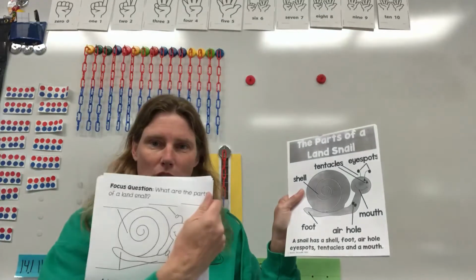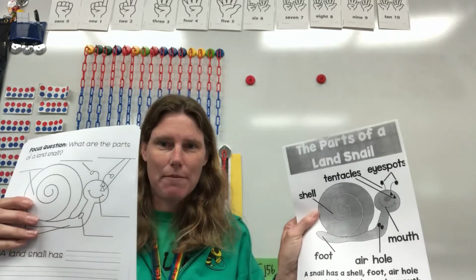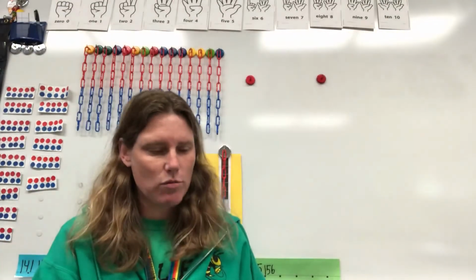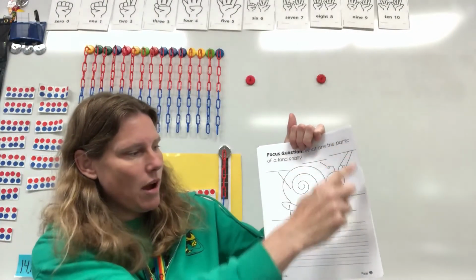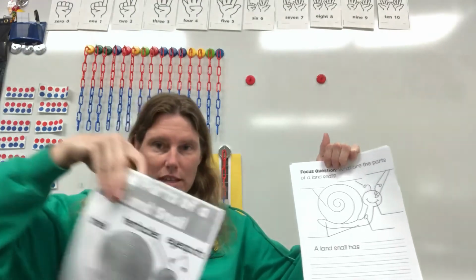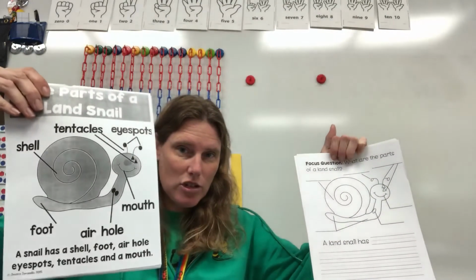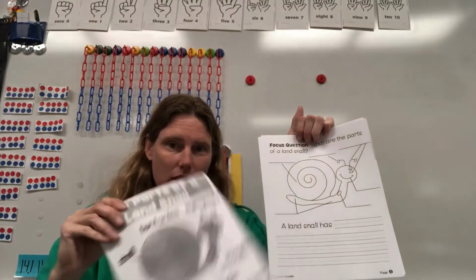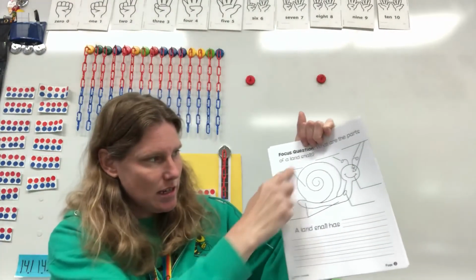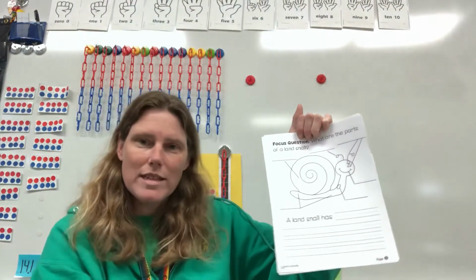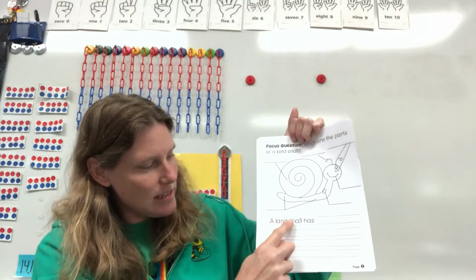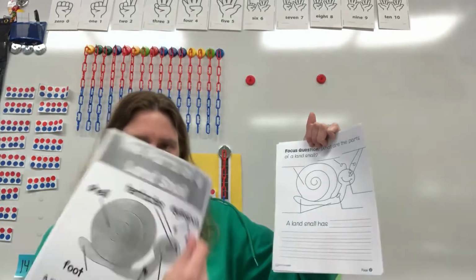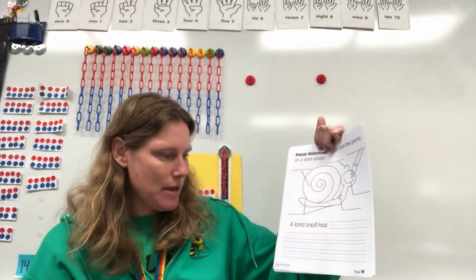So find this paper in your packet. You have both of these in your packet. And on this paper, I want you to write all the parts of the snail. So look on this picture to help you. The words are on this picture. You need to put them on this picture. Label your snail first. And then I want you to write, what does a snail have? A land snail has a mouth, a foot, tentacles, an air hole, eye spots, all those things, okay?